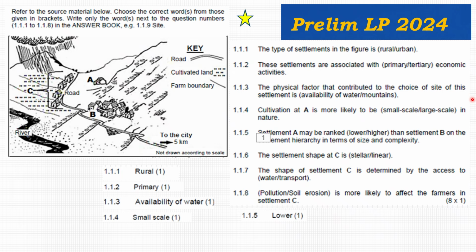1.1.6, the settlement shape at C. Where is C? C, you can see it's along a road, right? Along a line feature. So the settlement shape has to be linear. You can see it is linear. Here's our answer here.